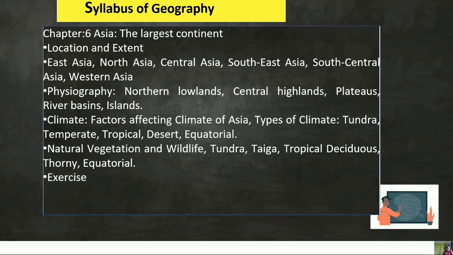Then we will move to the sixth chapter called Asia, the largest continent. Here we will study the extension of Asia, the physiographic details and the climate conditions of Asia, and also learn about the natural vegetation and its various types. Then we will practice some exercises regarding this topic. Okay.